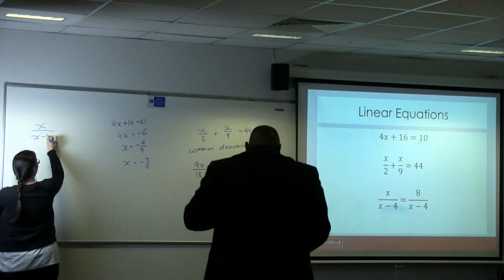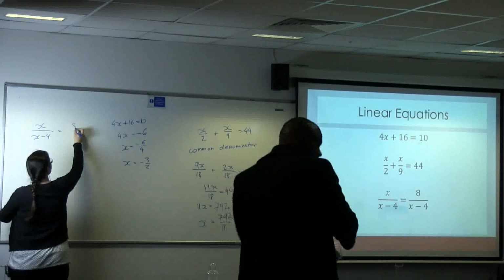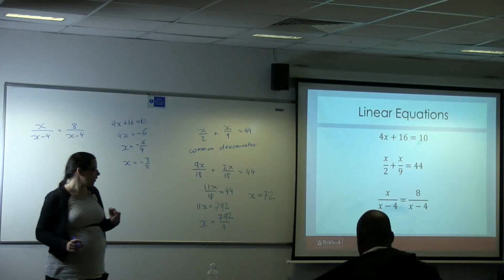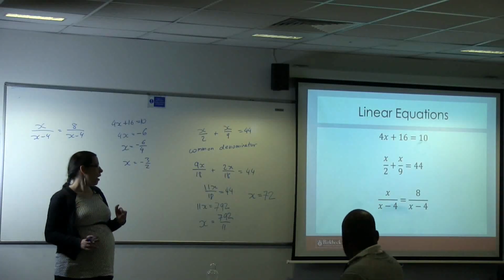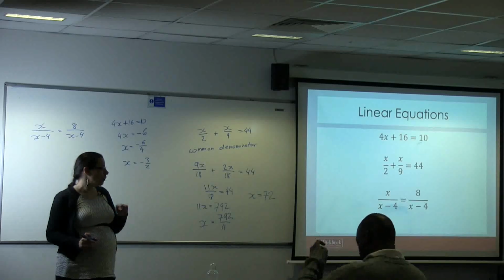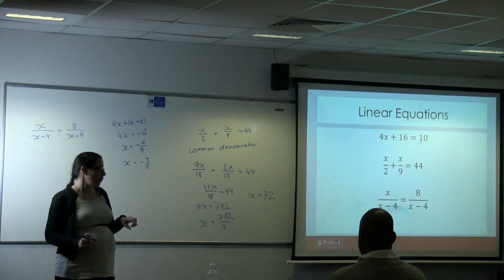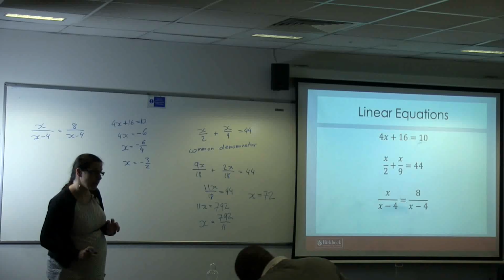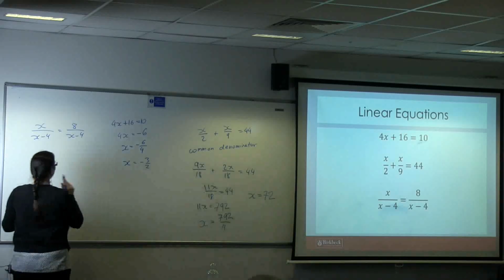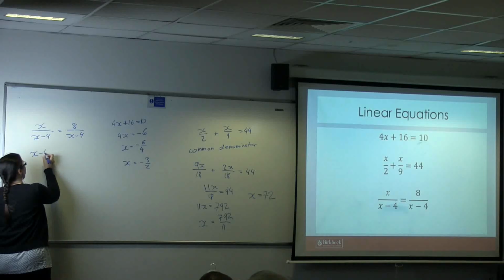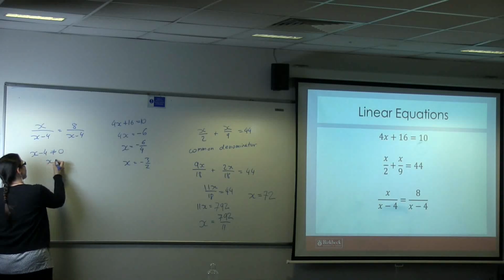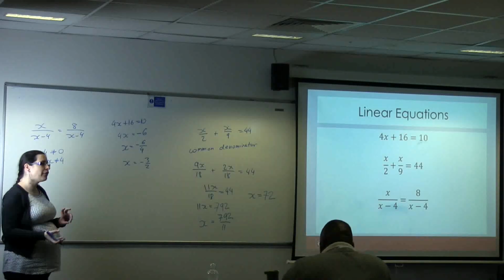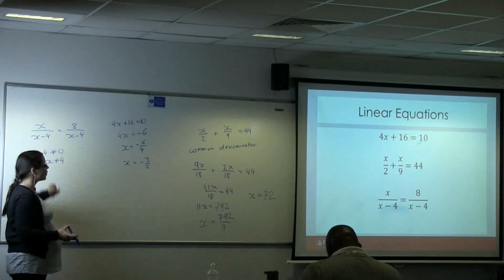x over x minus 4 equals 8 over x minus 4. Now, as soon as you've got a variable in the denominator, you need to remember that the denominator cannot be equal to 0, because we cannot divide by 0. For this kind of equation, I always have to start with saying, okay, the denominator cannot be equal to 0, so x cannot be equal to 4. Because if I end up with that solution, that is an invalid solution, so that would mean that my equation doesn't have a solution.